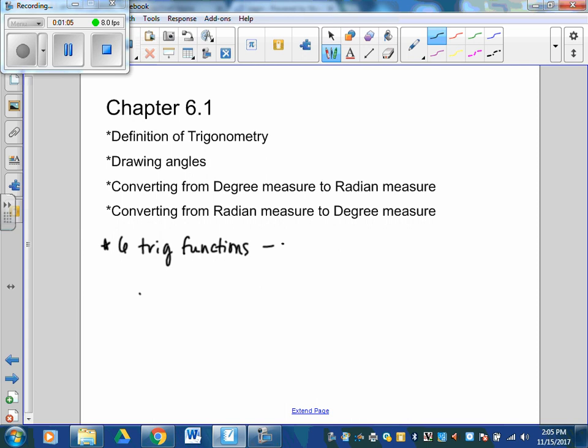They are sine, cosine, tangent, and each of those has a reciprocal per se, and we have cosecant, we have secant, and we have cotangent. And we're going to look at more what those are.